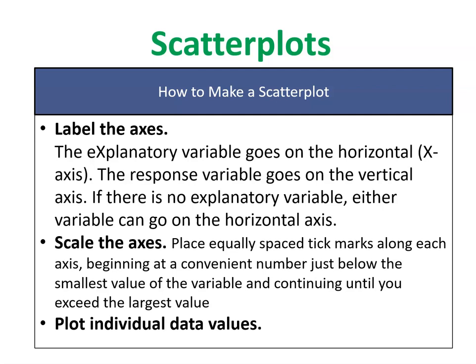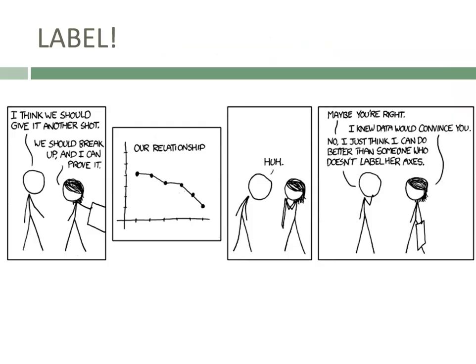Next thing you want to do is scale your axes. So place equally spaced tick marks along each axis, beginning at a convenient number just below the smallest value of the variable and continuing until you exceed the largest. Next, you want to plot your individual data values. We're not connecting them. We're not drawing a line. We're just plotting them, right? A scatter plot is just a collection of data points on a graph. There is not necessarily a line present.